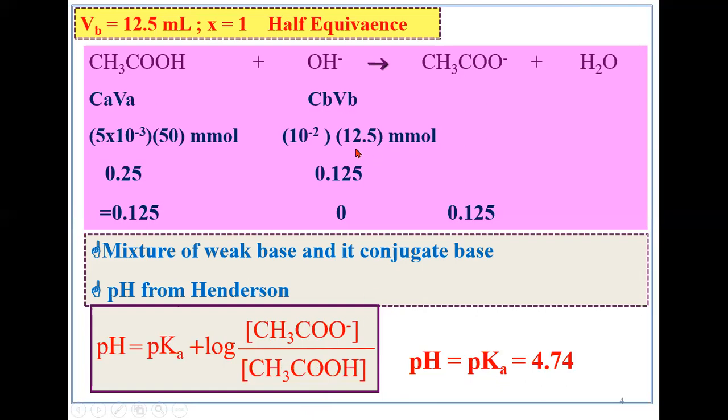Now, let's say this VB was not half equivalence. It was some number below that. Well, whatever number it is, I will have a different concentration here, a different number of millimoles. You still have base divided by acid. You still have acid and base in your medium. So that's when you use the actual Henderson and you substitute the concentration of the base divided by the acid.